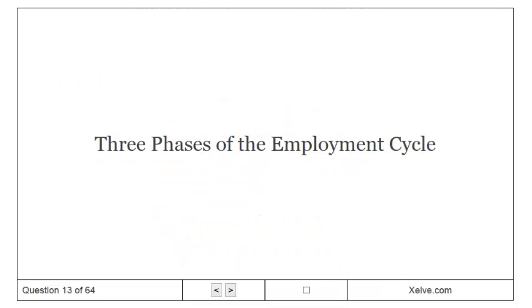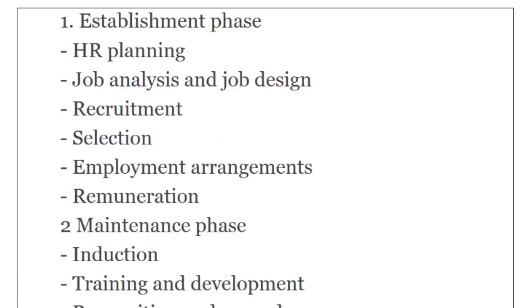Three phases of the employment cycle. 1. Establishment phase: HR planning, job analysis and job design, recruitment, selection, employment arrangements, remuneration. 2. Maintenance phase: induction, training and development, recognition and reward, performance management. 3. Termination phase: termination management, entitlements, transition issues.